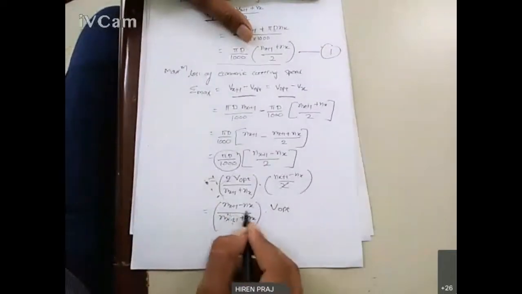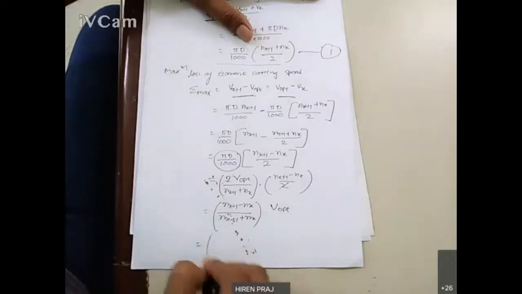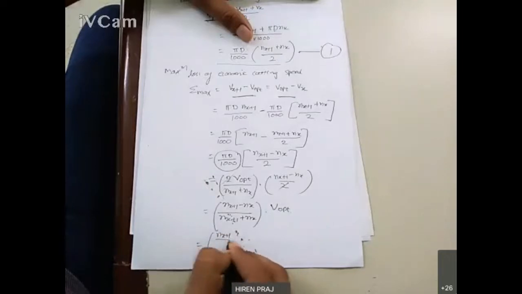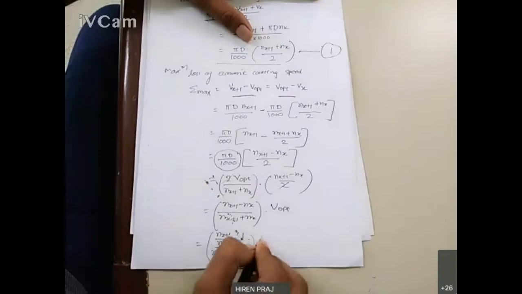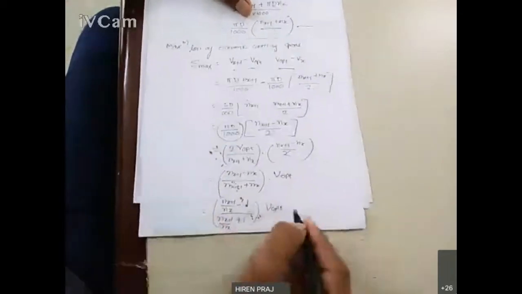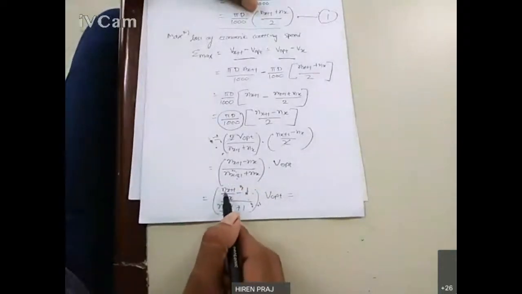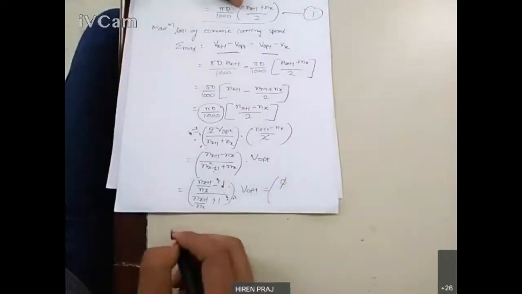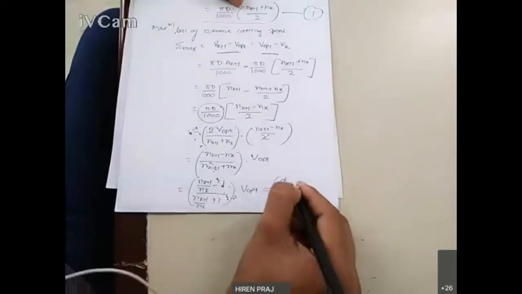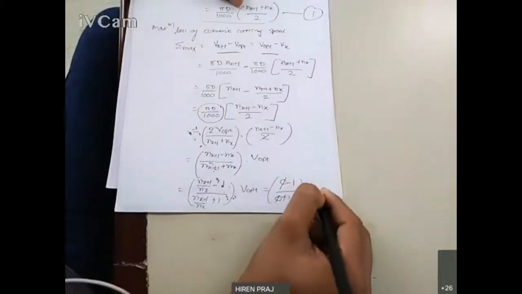Now if I take nx common from numerator and denominator, then that will cancel out, and remaining term will be nx plus 1 by nx minus 1 divided by nx plus 1 by nx plus 1, and here we have V optimum. Now if you recall geometric progression series, then nx plus 1 by nx is nothing but geometric progression constant phi from our earlier session. Then this is phi minus 1 divided by phi plus 1 into V optimum.